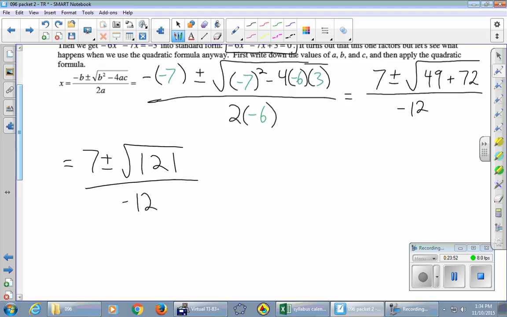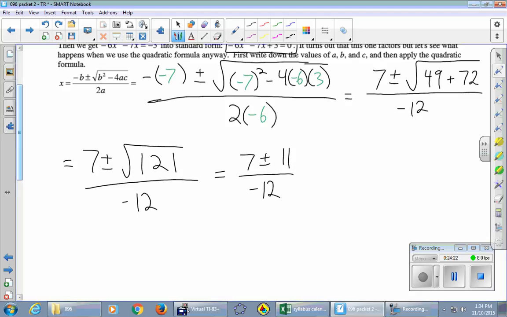Now for some quadratic formula problems, this is the final answer. But if we can do anything further with that square root, we have to. And the square root of 121 is just 11. So we just need to change it to 11. Right? This is different from the 24 we had before. 24 was not a perfect square, but we played with it a little bit and reduced it. But 121 is a perfect square. 7 plus or minus 11 divided by negative 12.